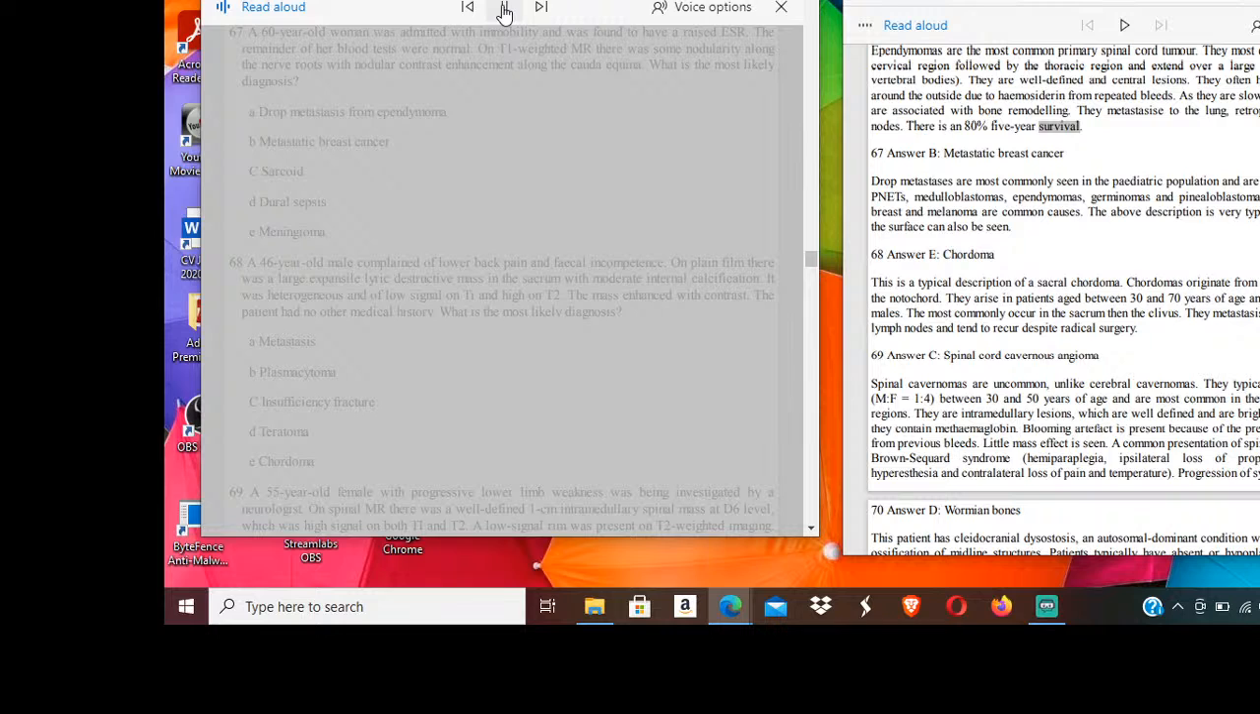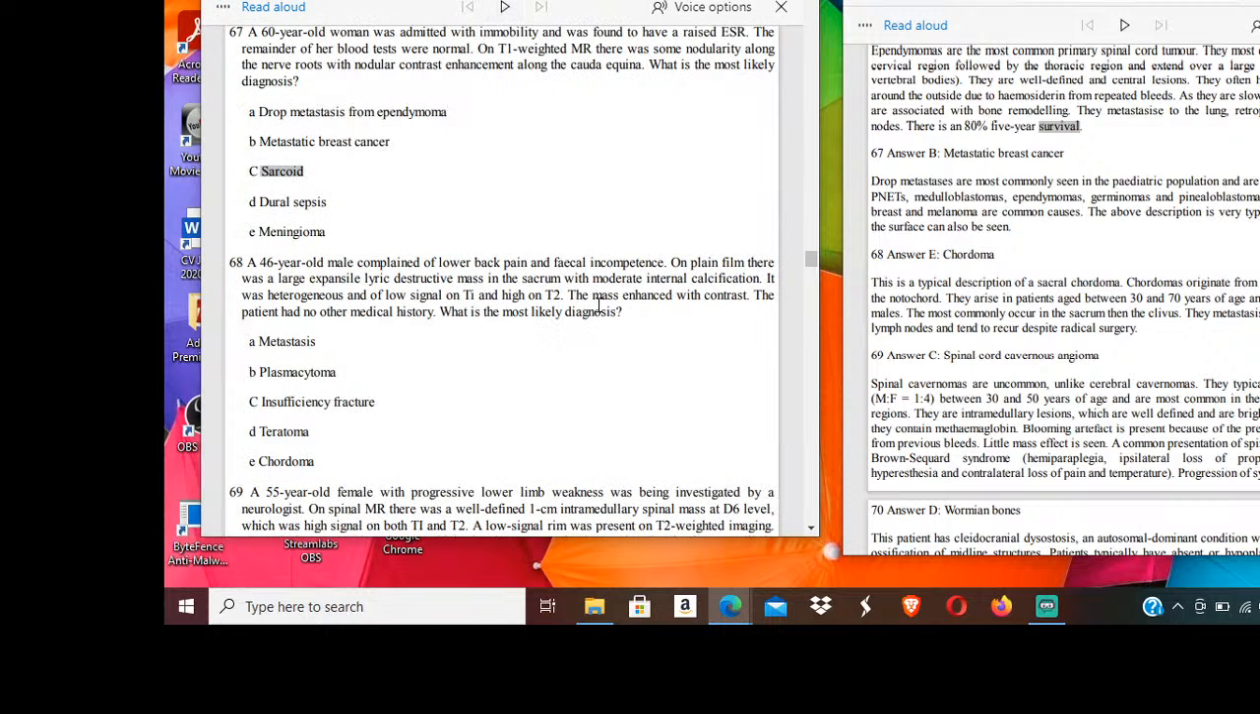67. A 60-year-old woman was admitted with immobility and was found to have a raised ESR. The remainder of her blood tests were normal. On T1 weighted MR, there was some nodularity along the nerve roots with nodular contrast enhancement along the cauda equina. What is the most likely diagnosis? A. A drop metastasis from ependymoma. B. Metastatic breast cancer. C.